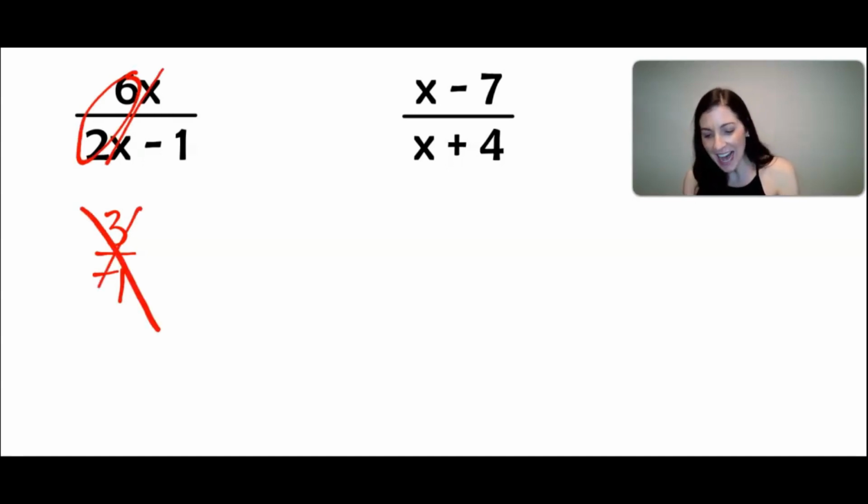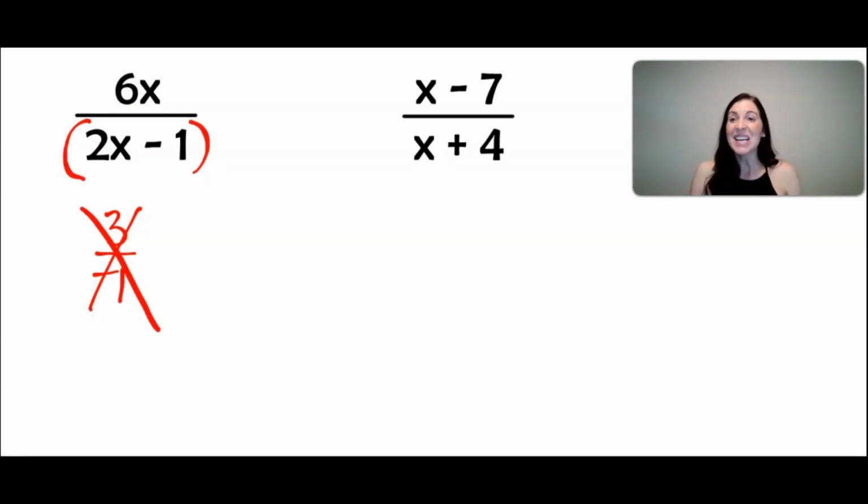But we cannot do that. And the reason is because 6x is being divided by the quantity 2x minus 1. So we can't just go in and take 6x and divide it by only one term of that quantity, even if it was the 2x or the -1. You cannot do that. So actually, this is as fully simplified as you can go, and you would stop there.